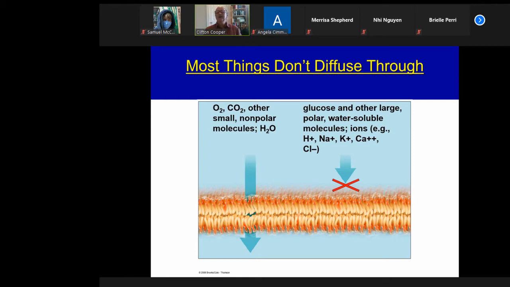So, again, questions for me? Yes, so what's on the left side here, the O2 and CO2 just passing straight through, is that passive transport? It's passive transport. Okay, thank you. The other things that we see over at the right, those would all be facilitated diffusion or active transport.